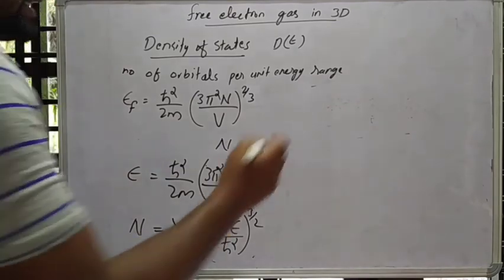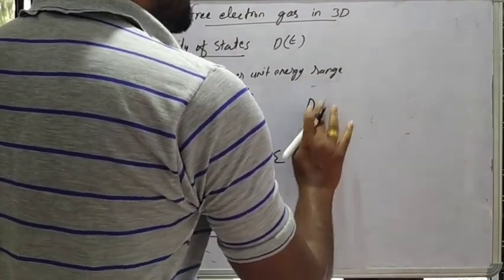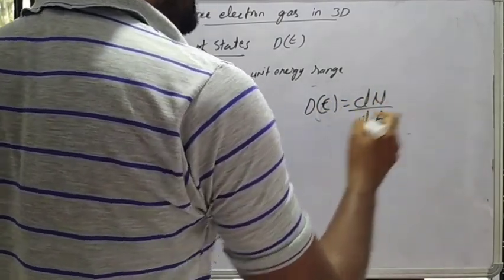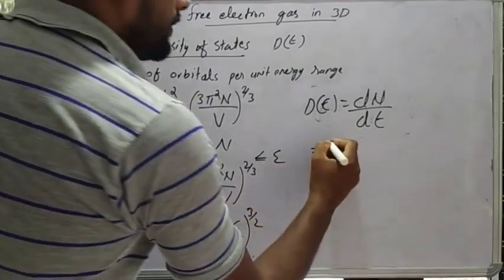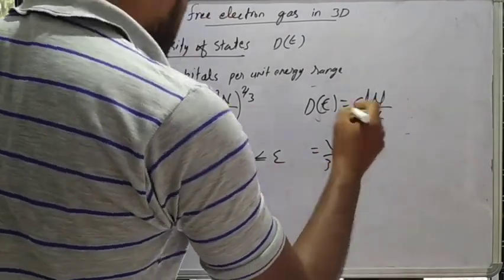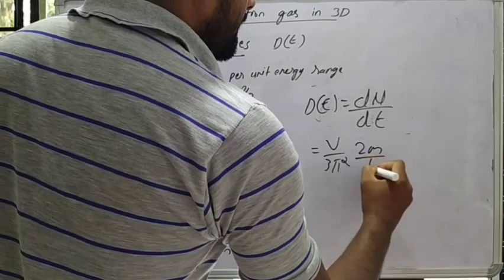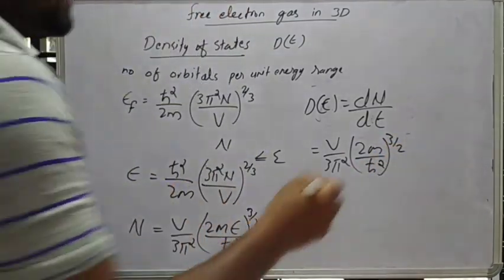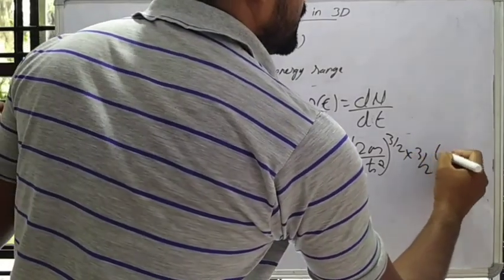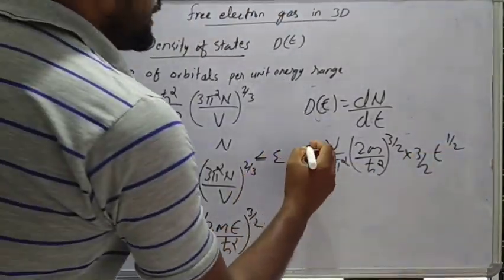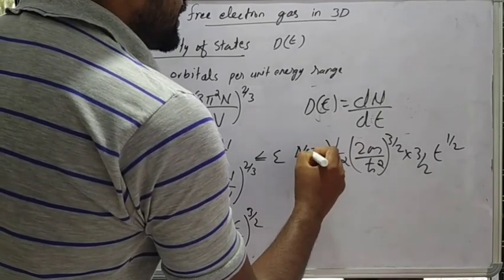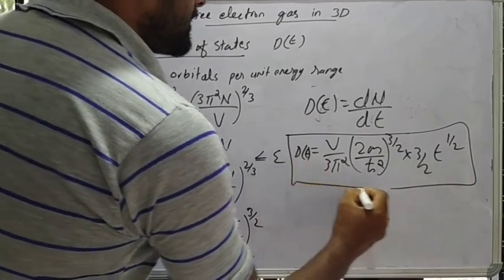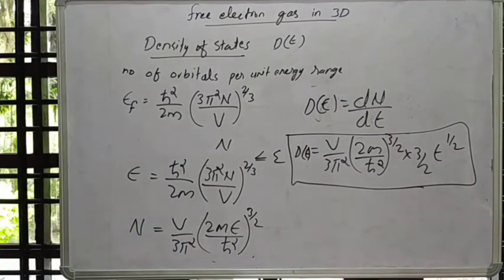And the density of states D(E) is equal to the number of orbitals per unit energy range, and that is equal to V over 3π square (2m over ħ square) whole raised to 3/2. We need to differentiate E, that is 3/2 E raised to 1/2. This is the density of states, that means the number of orbitals per unit energy range. Okay.